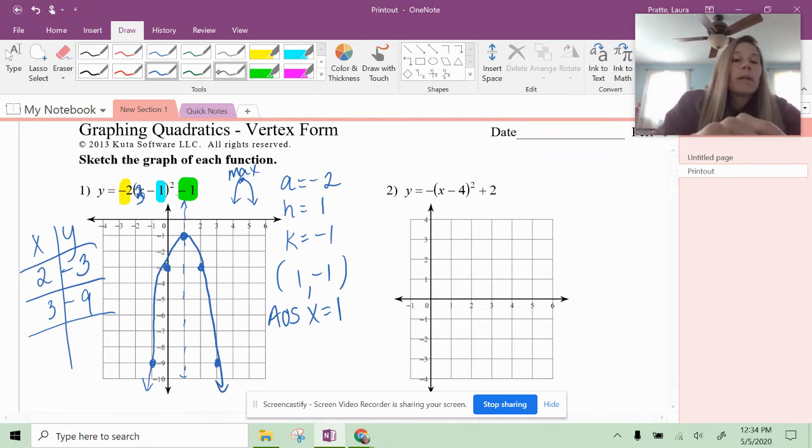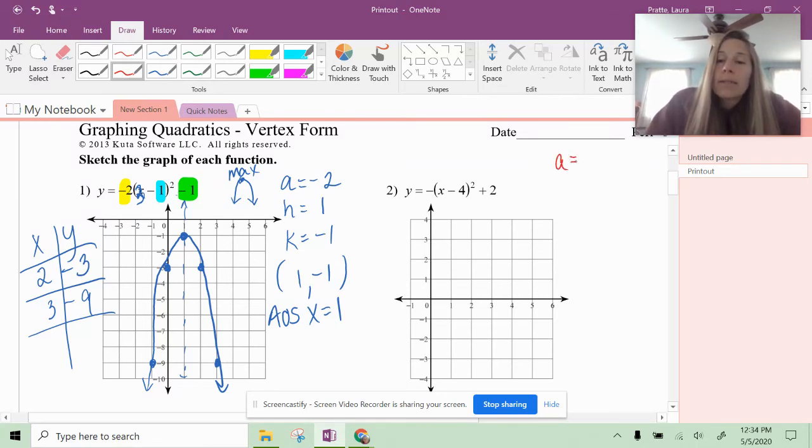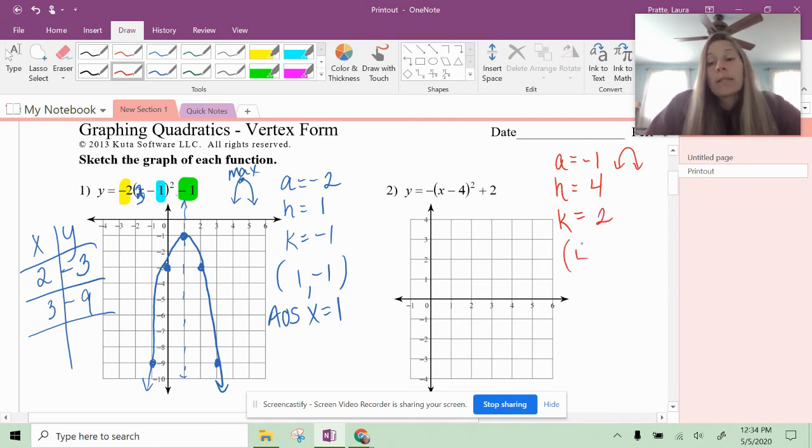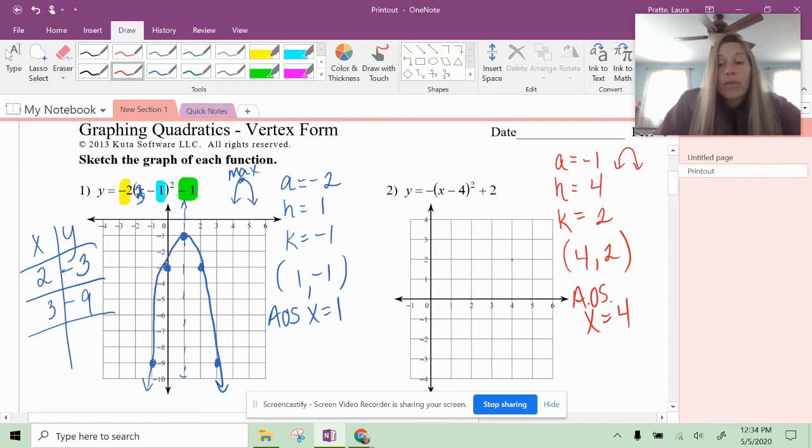All right, so let's try number 2. So our A value is -1, so it's going to open down. My H is +4, and my K is +2. So the vertex is 4, 2, and my axis of symmetry is x equals 4. So we start out by graphing the 4, 2. So over 4 and up 2. Do the axis of symmetry.